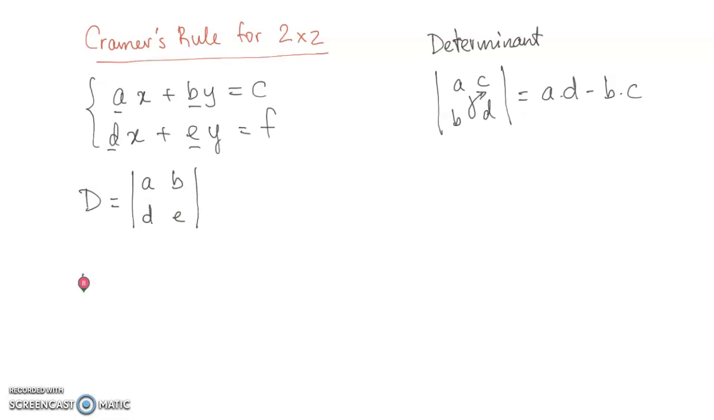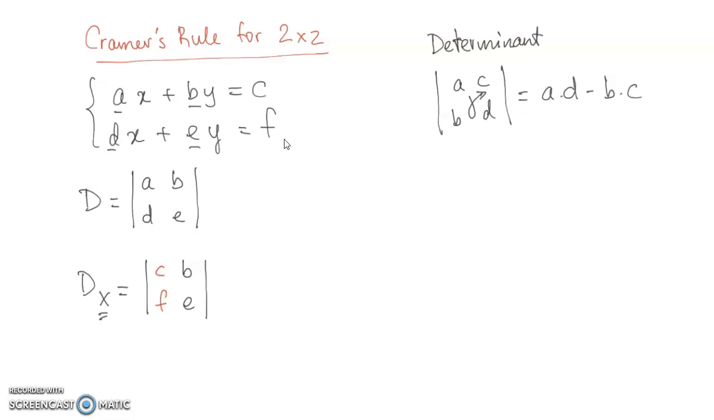And then we have determinants in terms of X. So remember that we're talking about the X here, right? So we will keep the coefficient for Y the same. So I would put B and E here, but then the element for this column would be replaced by C and F. So remember that, okay? So this one will be C and F.